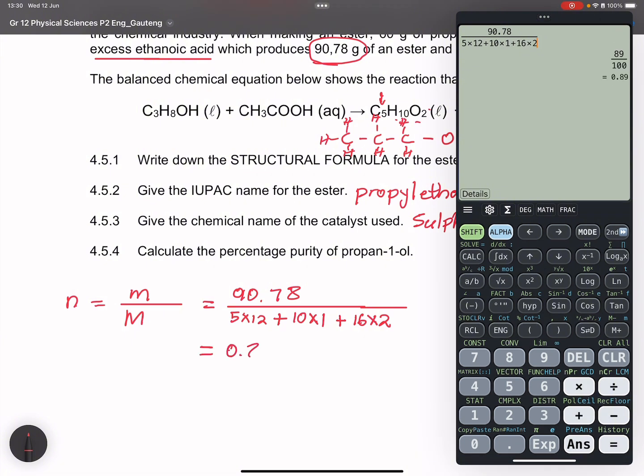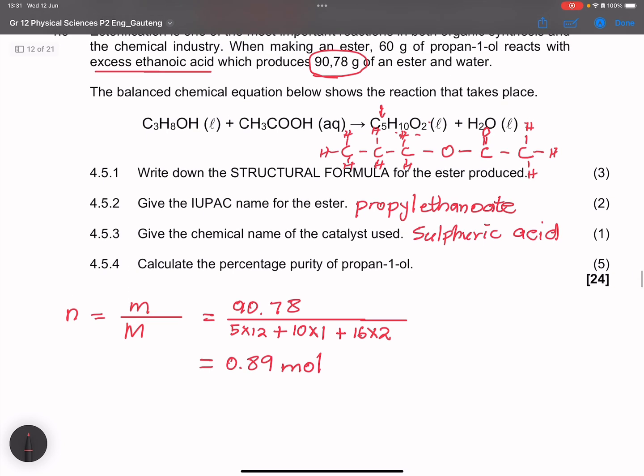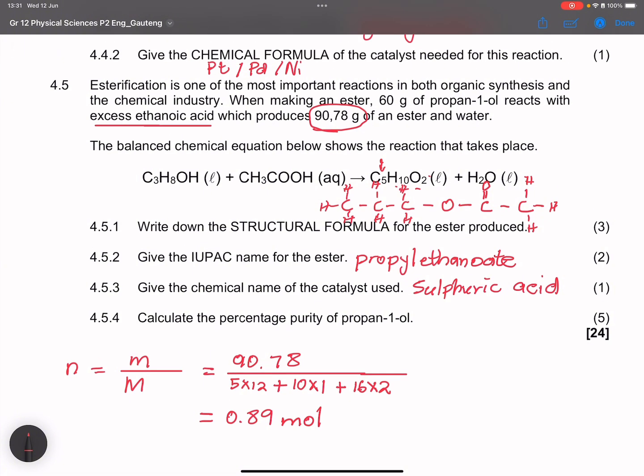That's the number of moles of the ester that are produced. And remember, the ester can only be made from the pure propan-1-ol, right? So now let's find out. Our stoichiometric ratio says to us, for every 1 mole of propan-1-ol, I will get 1 mole of the ester. So the number of moles of ester that I produce will be the same as the number of moles of the propanol that is used.